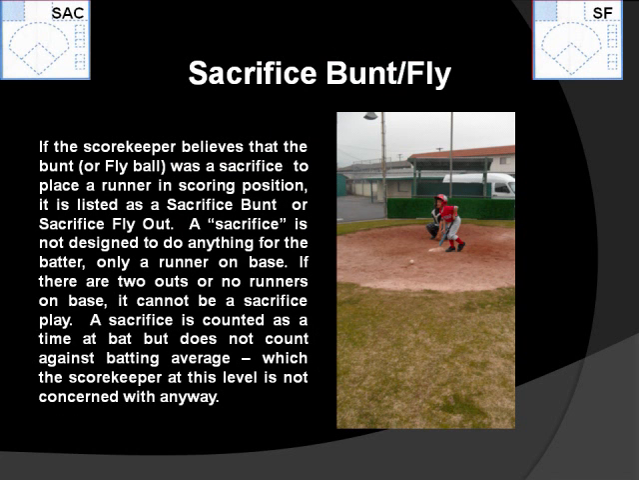Okay, let's cover sacrifice bunt or sacrifice fly. If the scorekeeper believes that the bunt or fly ball was a sacrifice to place a runner in scoring position, it is listed as a sacrifice bunt or sacrifice fly out. A sacrifice is not designed to do anything for the batter, only the runner on the base. It is designed to put him in a scoring position.